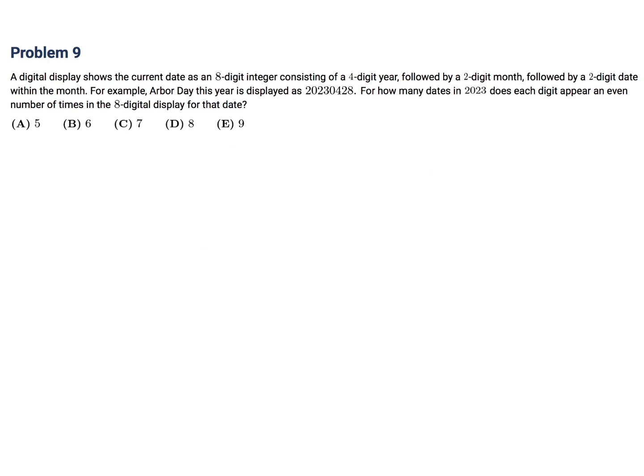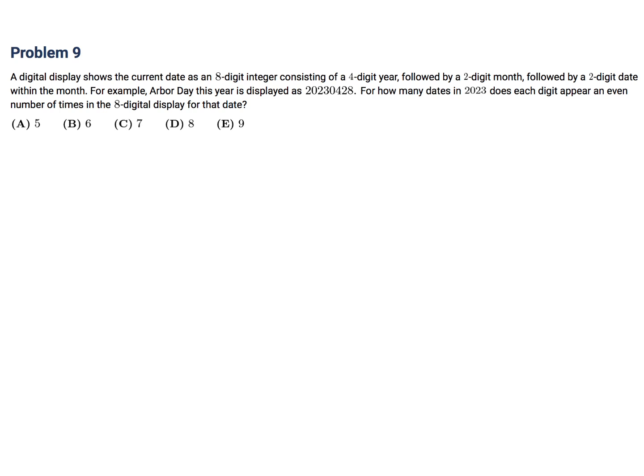A digital display shows the current date as an 8-digit integer consisting of a 4-digit year followed by a 2-digit month followed by a 2-digit date within the month. For example, Arbor Day this year is displayed as 20230428. How many dates in 2023 have each digit appearing an even number of times in the 8-digit display for that date?